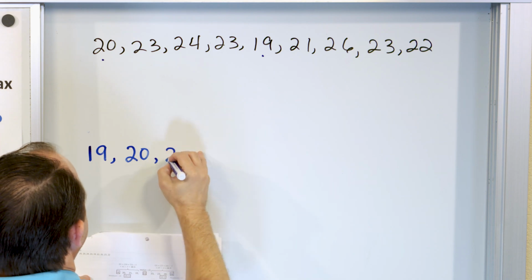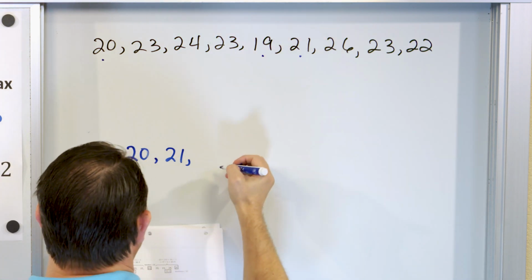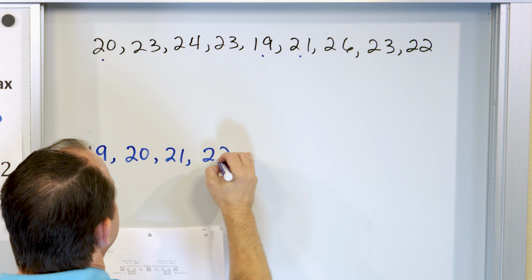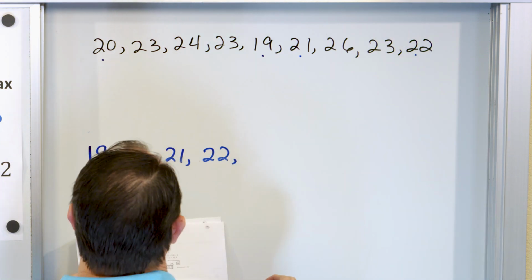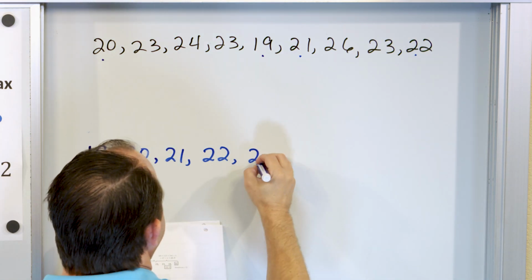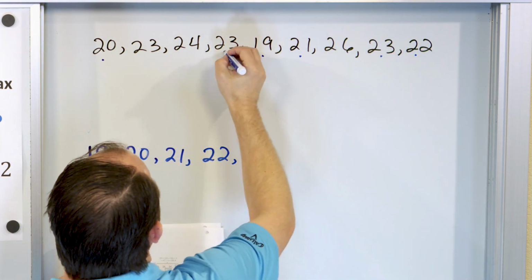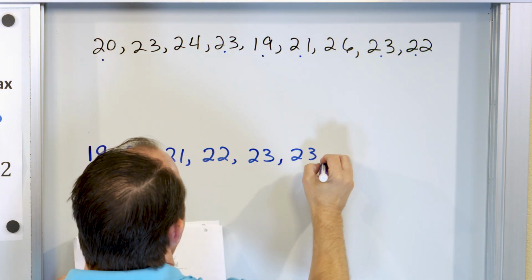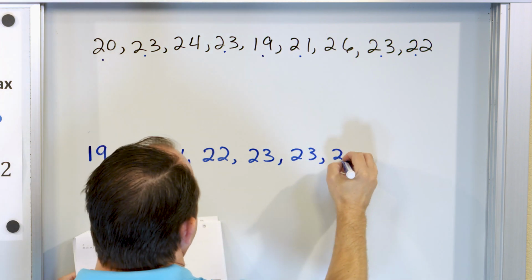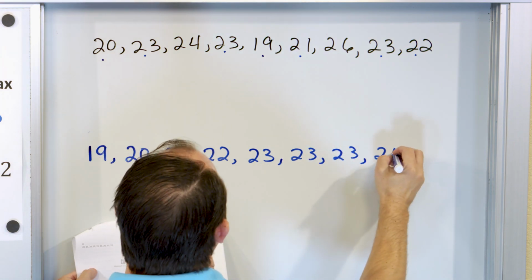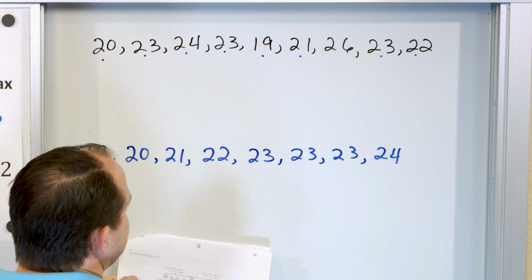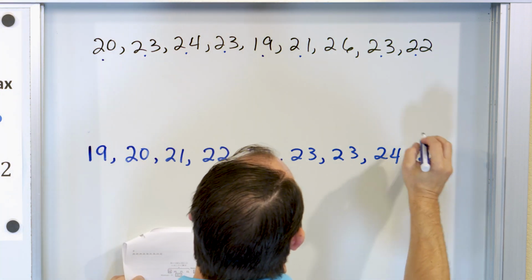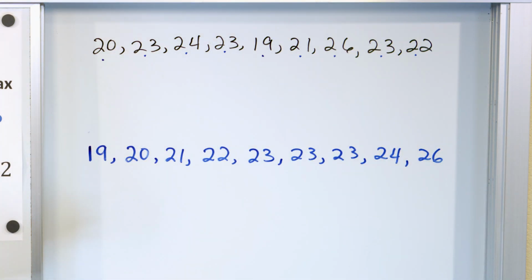Then we have a 21 gram gumball right here. Then we have a 22 gram gumball right there. And then we have 23. But then we have another 23. Then we have another 23. And then we have a 24 gram gumball right there, and then we have a 26 gram gumball right there. That's all the data points: 19, 20, 21, 22, 23, 23, 23, 24, 26.